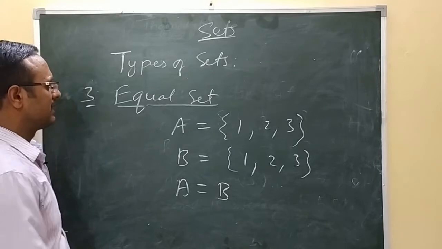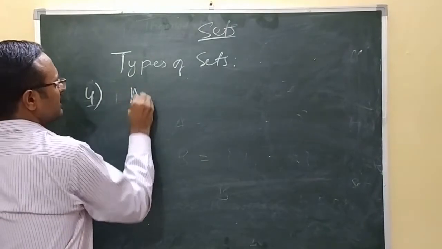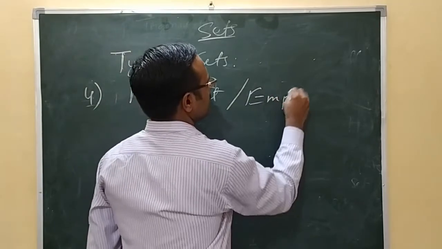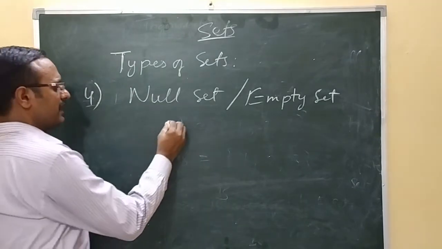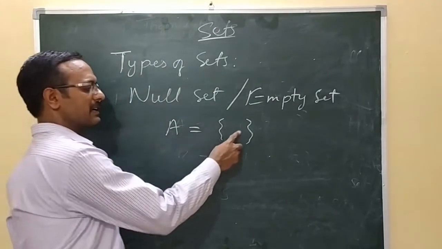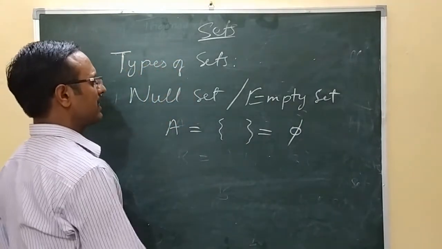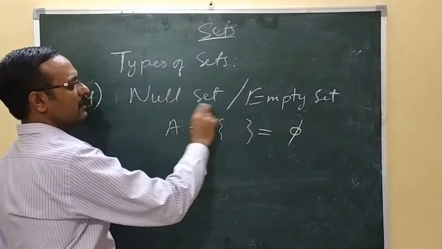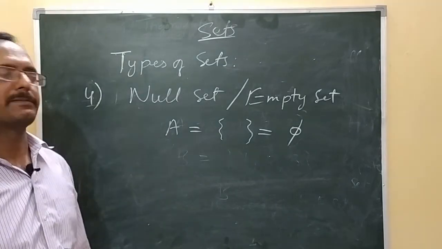Now coming to the next set, that is null set. It is also called an empty set. Now in empty set, if there is a set which does not contain any element, this is also called phi, and it will be called a null set or empty set. So if A equal to phi, then you can say that the set is an empty set. Phi is the representation for a null set.